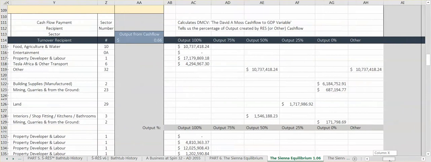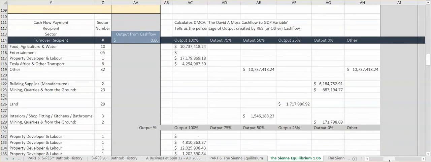tried to work out what I call the cash flow variable, the David A. Moss, Harvard's finest cash flow variable. And I do that by, of the output, how much of the stuff we make, how much is sold to the public, and that gets 100%. How much is purchased from another business?